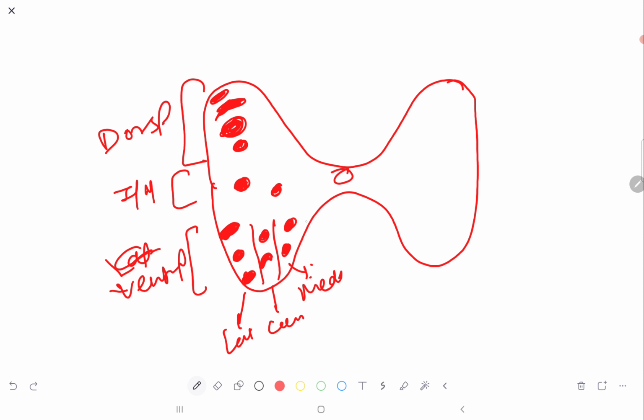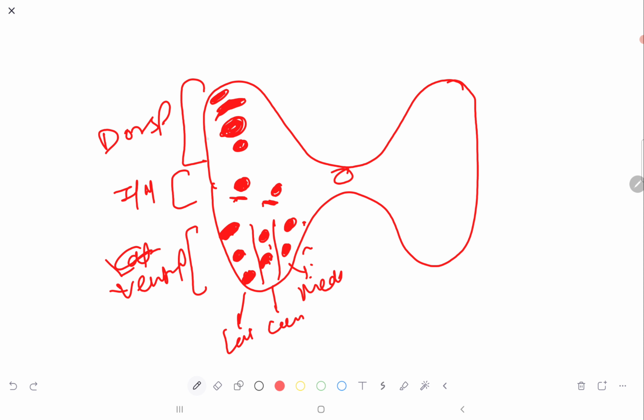In the medial group, this is dorsomedial and this is ventromedial. In the central group, we have the accessory nucleus and phrenic nucleus. In the lateral group, we have the retrodorsal nucleus, dorsolateral nucleus, and ventrolateral nucleus. In the intermediate group, we have lateral intermediate and medial intermediate.